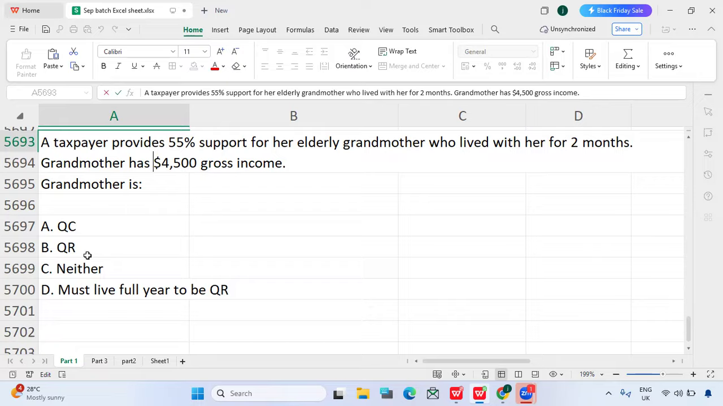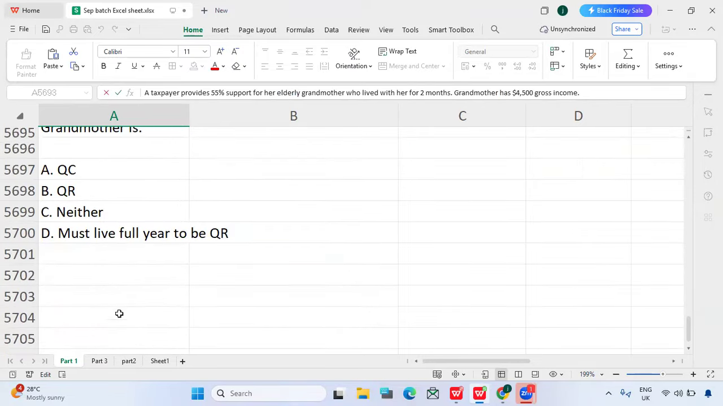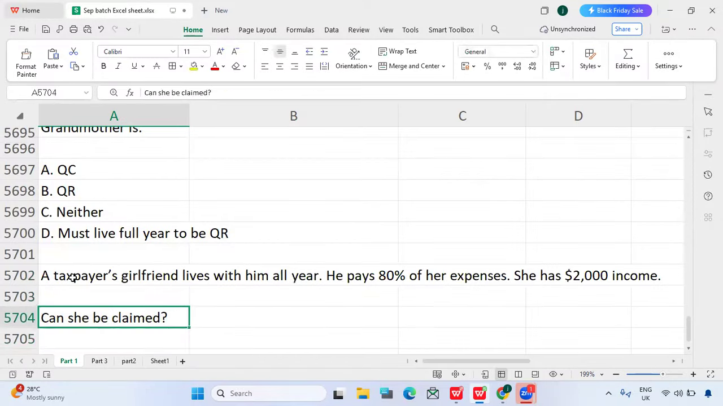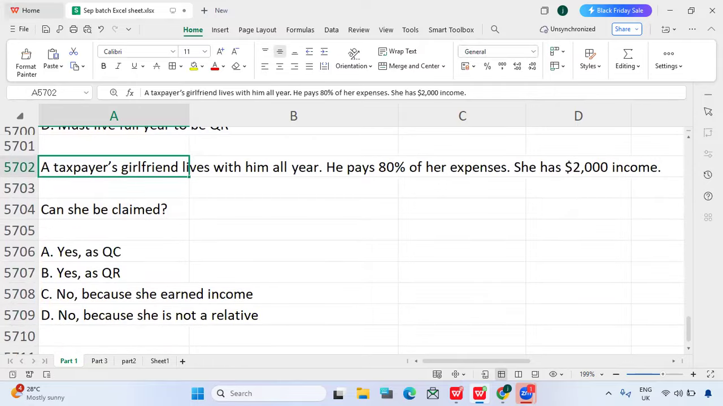So qualifying children versus relative. For this, the answer is qualifying relative. Yes, qualifying relative. Option B. Okay, yes, perfect.